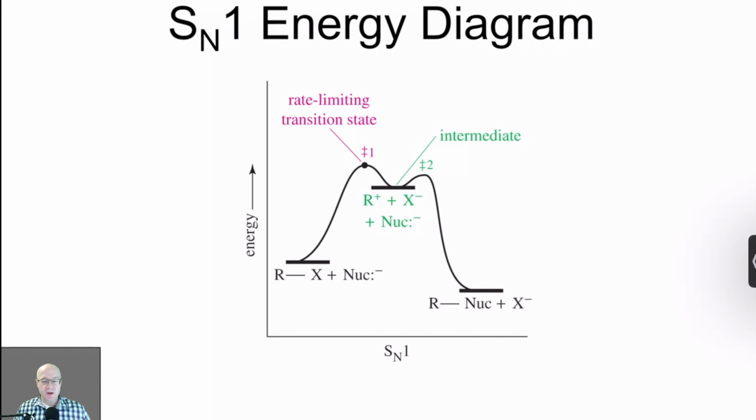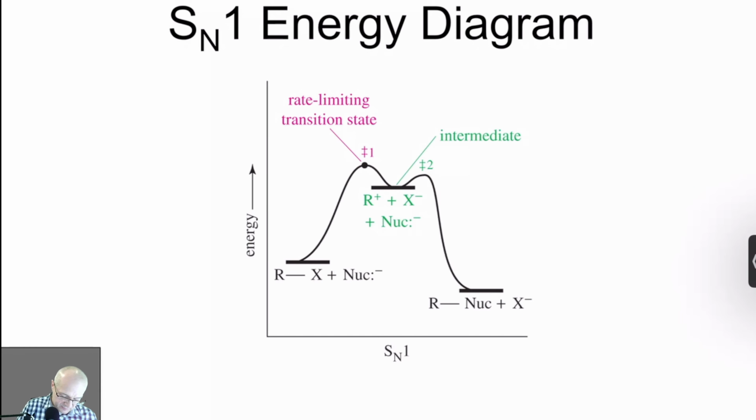Energy diagram. Now, the energy diagram for SN2 was much simpler. It was a one-step reaction, what they call a one-hump reaction. SN1 reactions are a two-hump reaction or a two-step mechanism. The first step is the rate-limiting step. It's the slow step. Formation of the carbocation is slow.